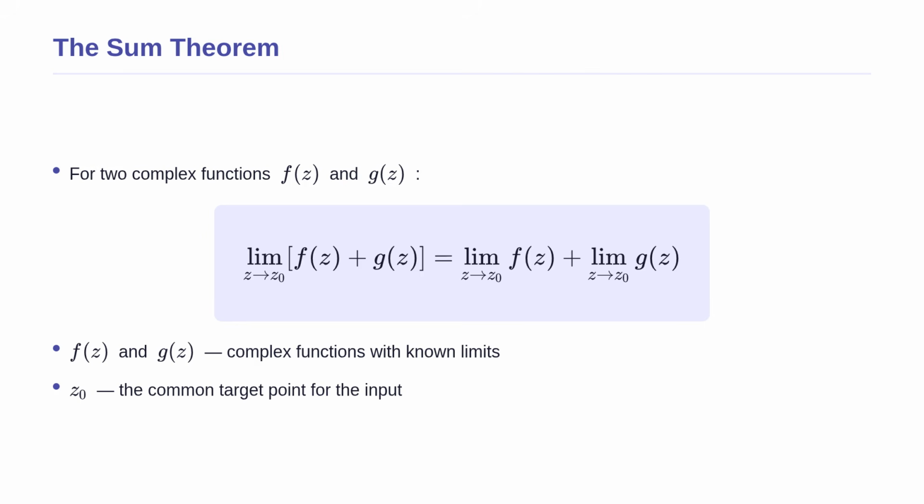This formula shows that the limit operation distributes over addition. Conceptually, this comes directly from the fact that the real and imaginary parts of these functions also follow the sum rule for real numbers. If the individual limits exist independently, you can just split the limit operation. Let us prove this step by step to see exactly how it works.